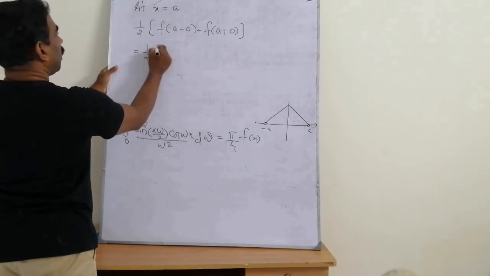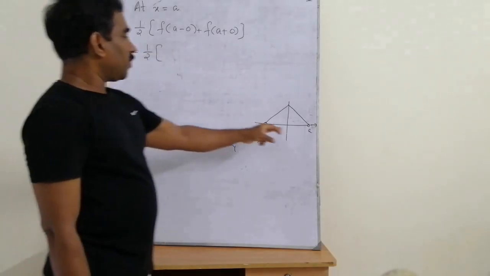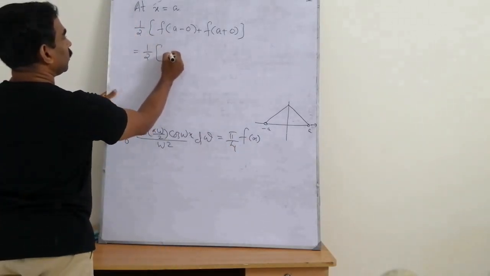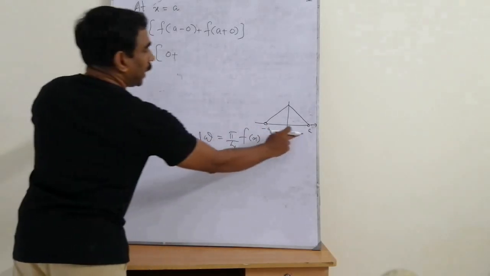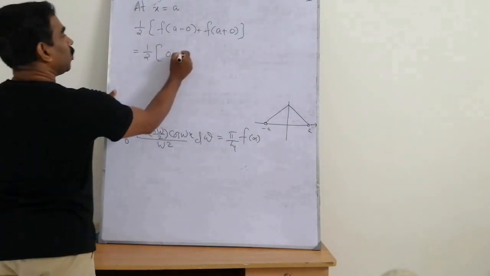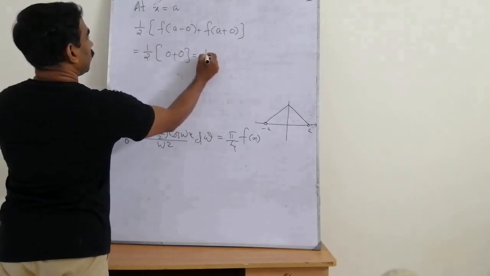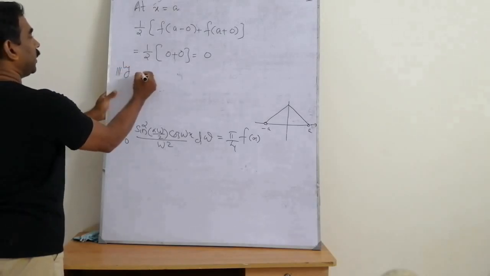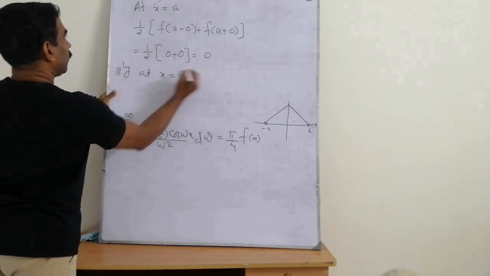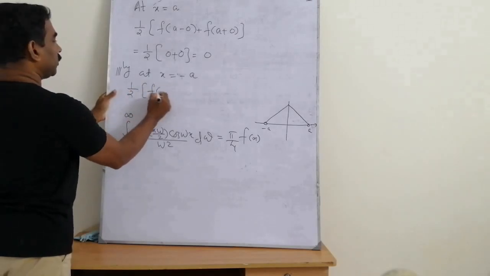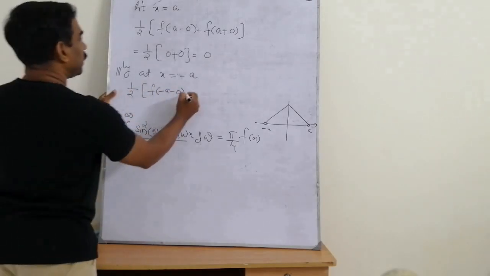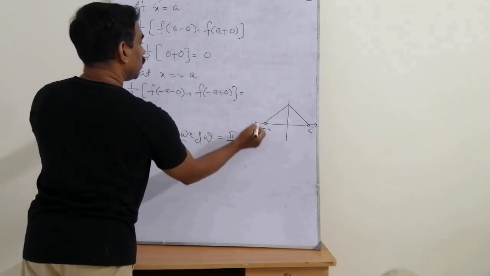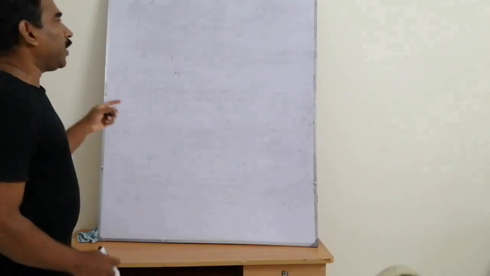So this value is equal to half of, to the left of a, the value is equal to 0. The left hand limit value is equal to 0 plus the right hand limit value of the function at x equal to a, which is also 0. So this is equal to 0. Similarly, at x equal to minus a, the average of the limits f of minus a minus 0 plus f of minus a plus 0 is also 0.